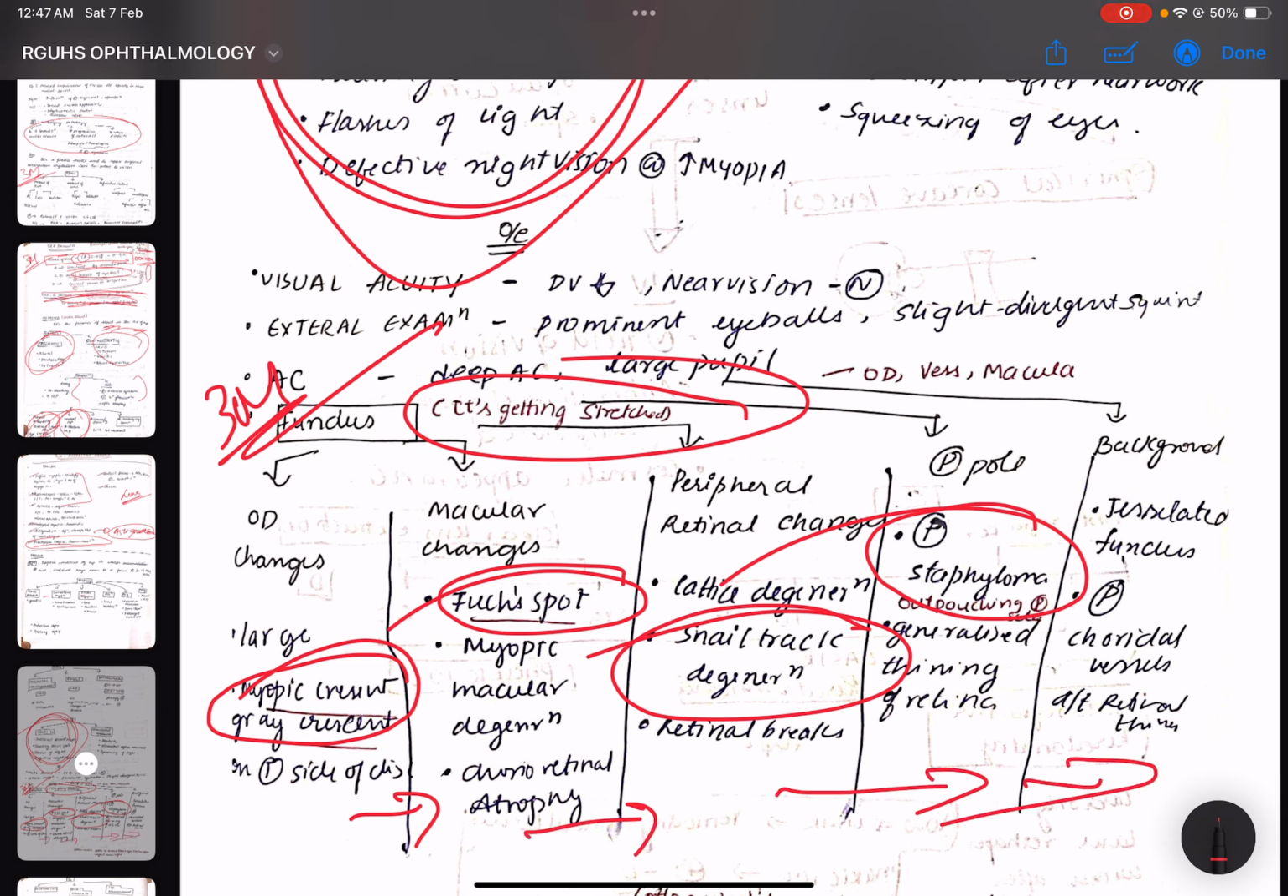Then what is the next thing to that? There's a macula. How is it getting affected? How is the peripheral retina getting affected? So make sure you know the major rating. Based on that, you just stretch, even if you forget everything.